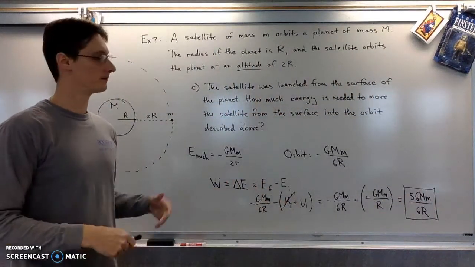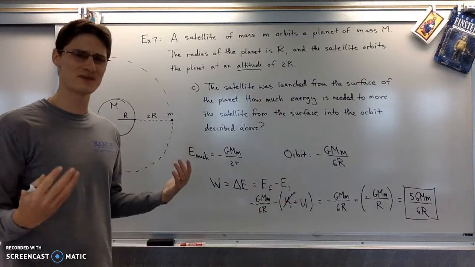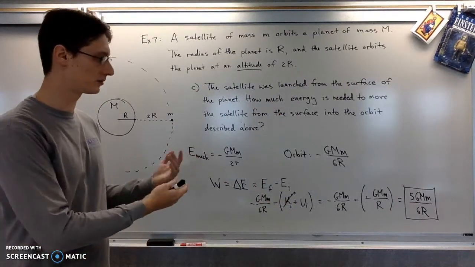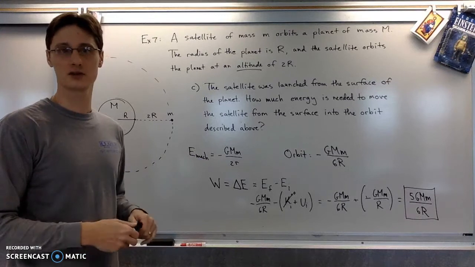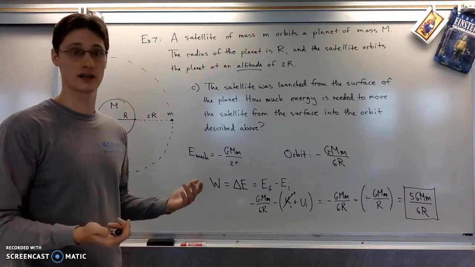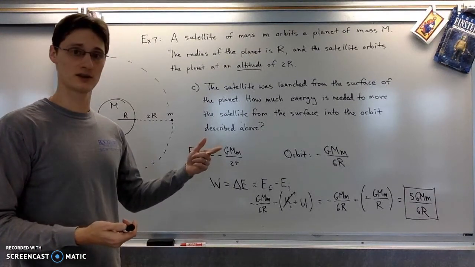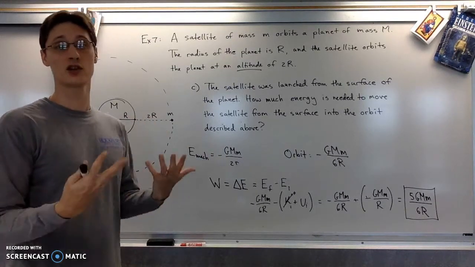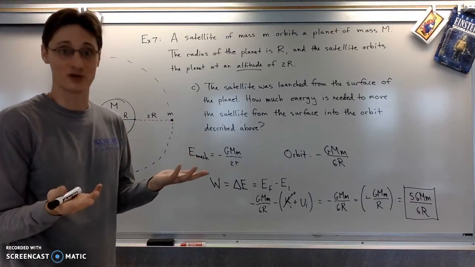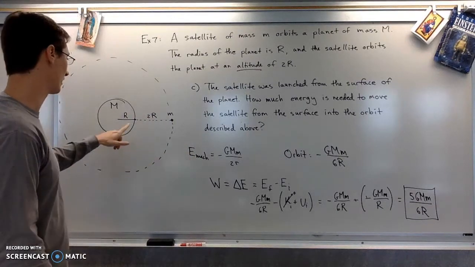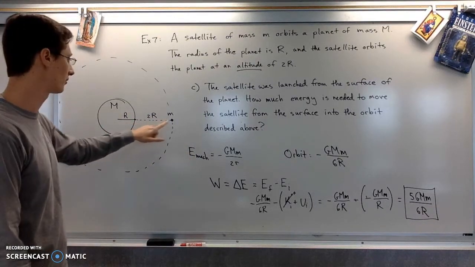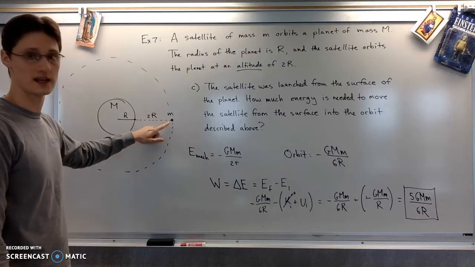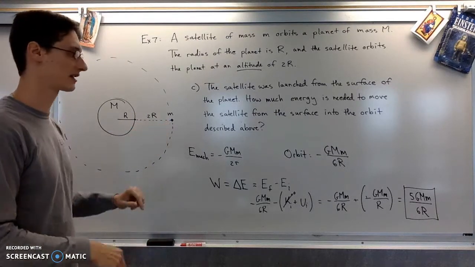So again, if you're wondering what that means, plug in values for things if you like. If you wanted to say this is orbiting Earth, plug in the mass of the Earth and the radius of the Earth, and this tells you how much energy, like how much rocket fuel, you need in order to move something from the surface of the Earth up to this particular orbit. That's what that result is telling you.